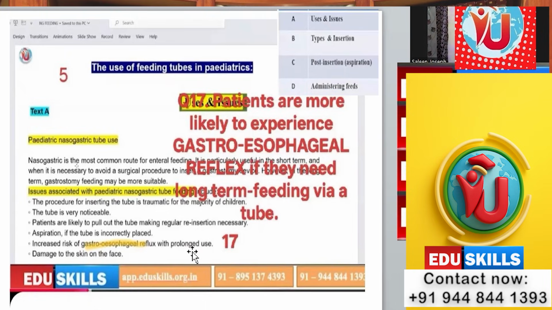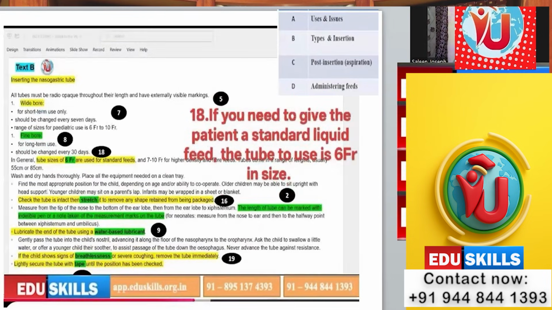Prolonged use is a paraphrase of what? Long term feeding, isn't it? So this is a paraphrasing for prolonged use. And we have to write gastro hyphen esophageal reflux. If you leave the hyphen, they may mark you wrong. So that's why be careful about the hyphens always. So this will be the answer from text A. So we'll go to the next one.